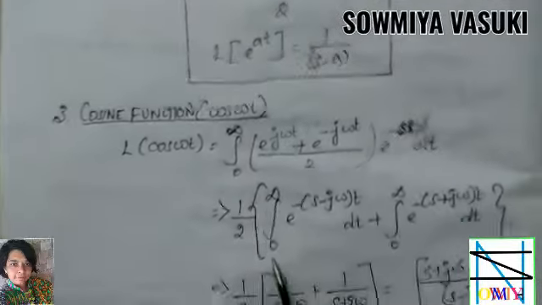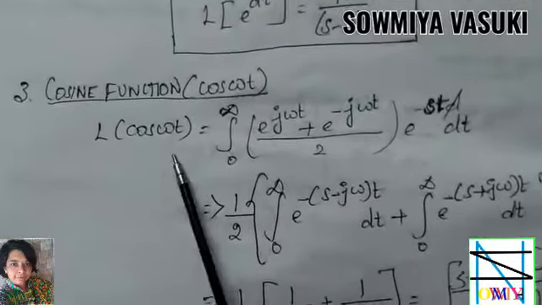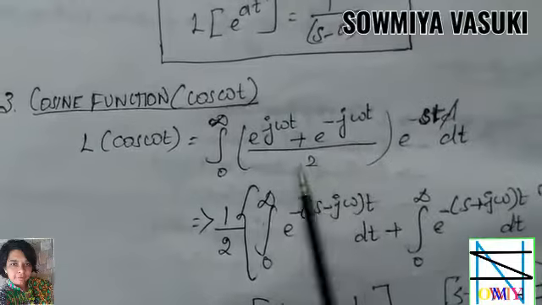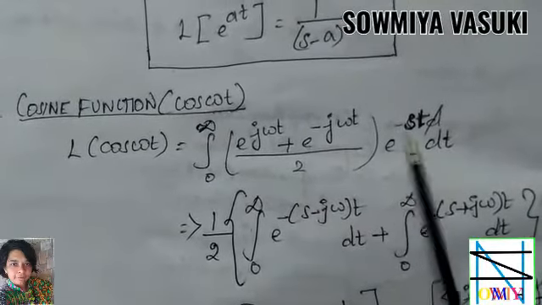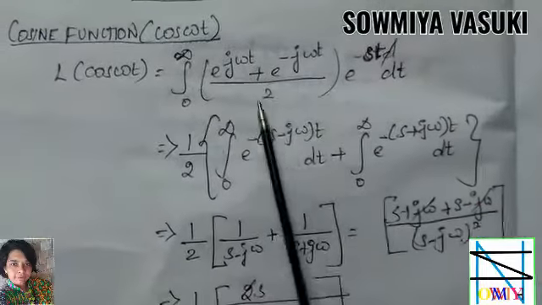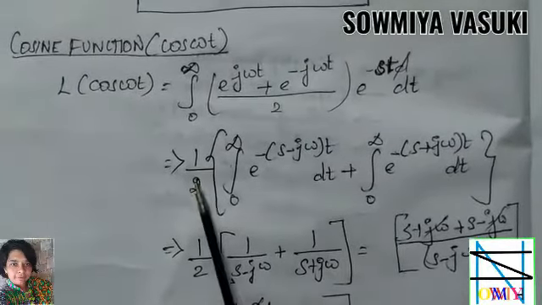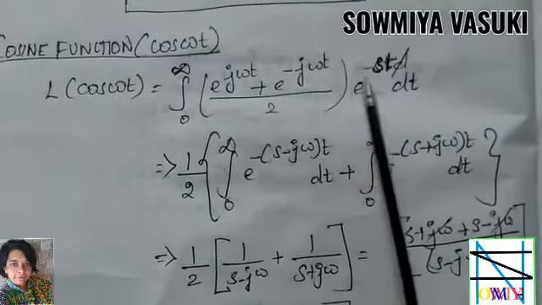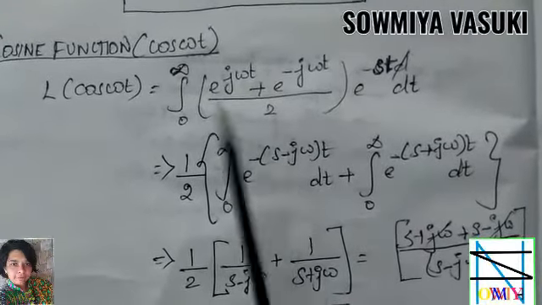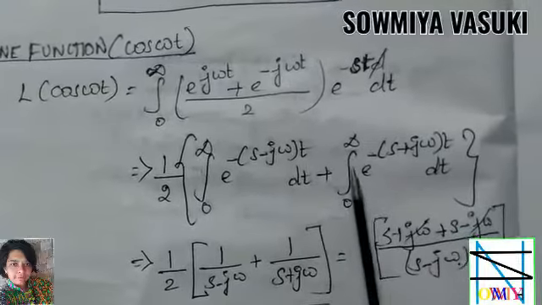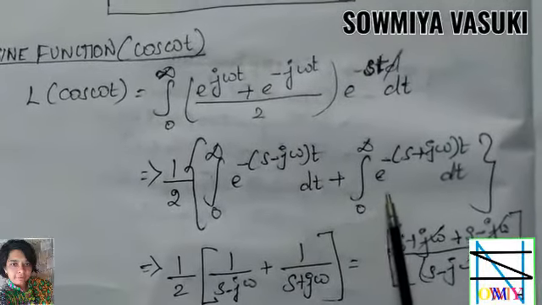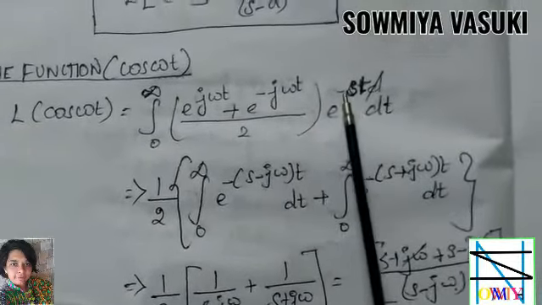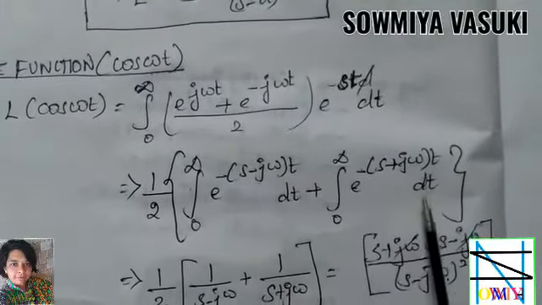The next one is cosine function. L of cos omega t is equal to integral from 0 to infinity of e power j omega t plus e power minus j omega t divided by 2, into e power minus st into dt. We write 1 by 2 outside. So 1 by 2 integral from 0 to infinity e power minus of s minus j omega into t dt, plus integral from 0 to infinity e power minus of s plus j omega into t dt.